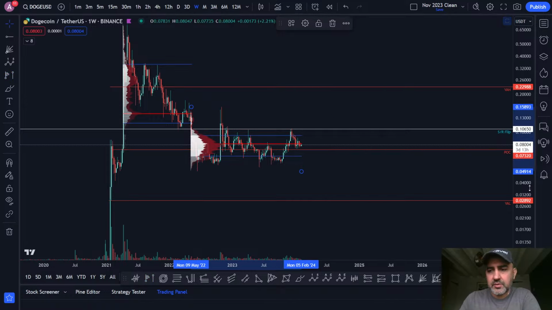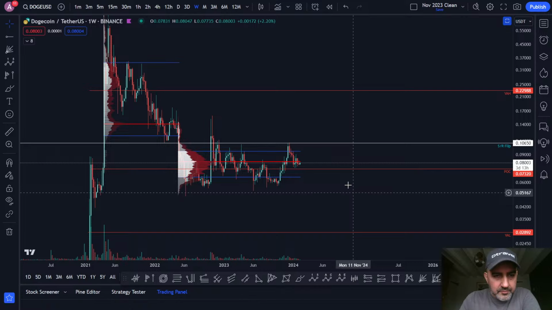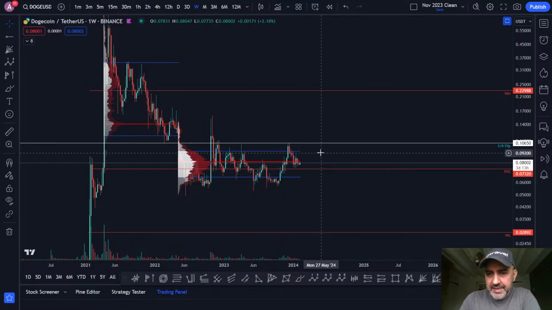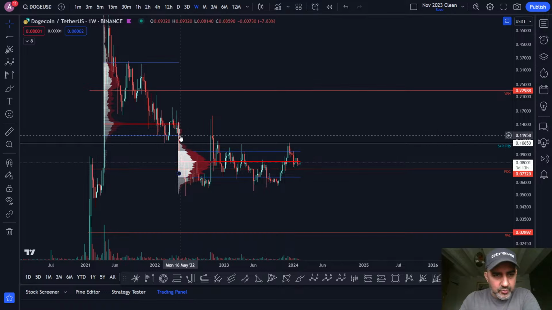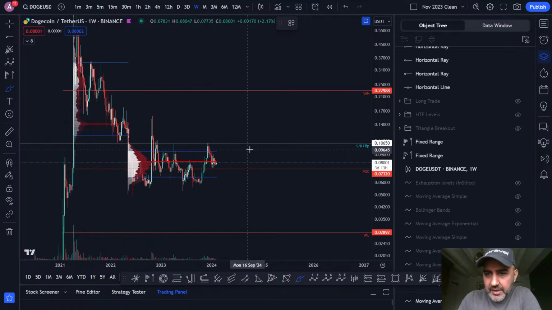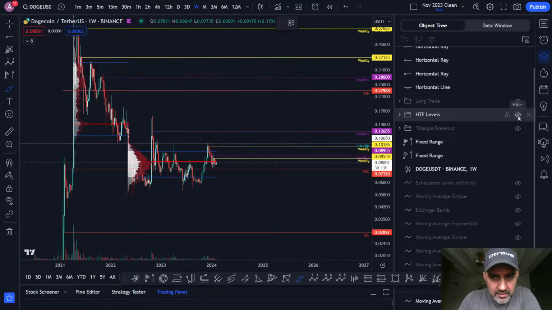All right, so yeah, we're still range bound here, and then once you get above 11 cents, you're back in this range. Yeah, major take profit is 14 cents for sure. So I think I had that marked out already.